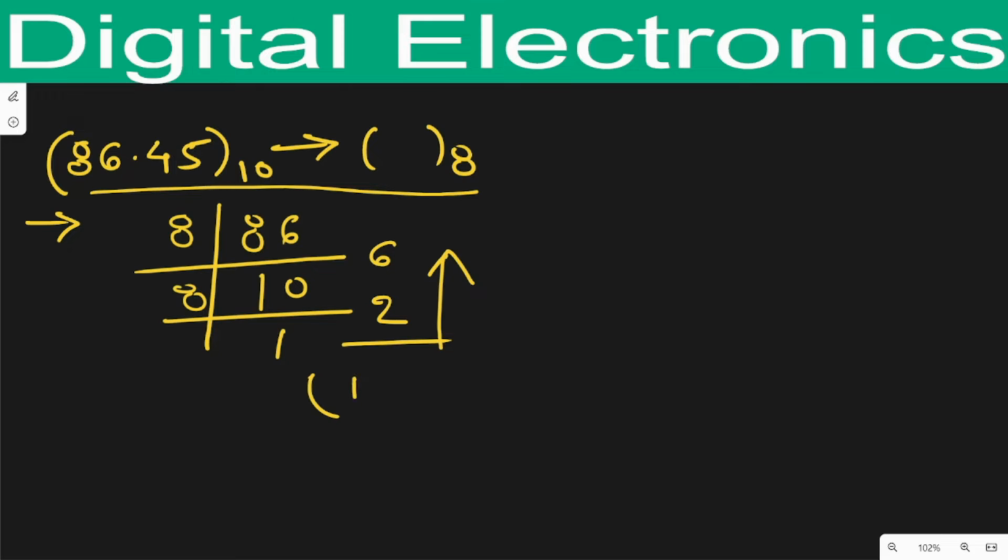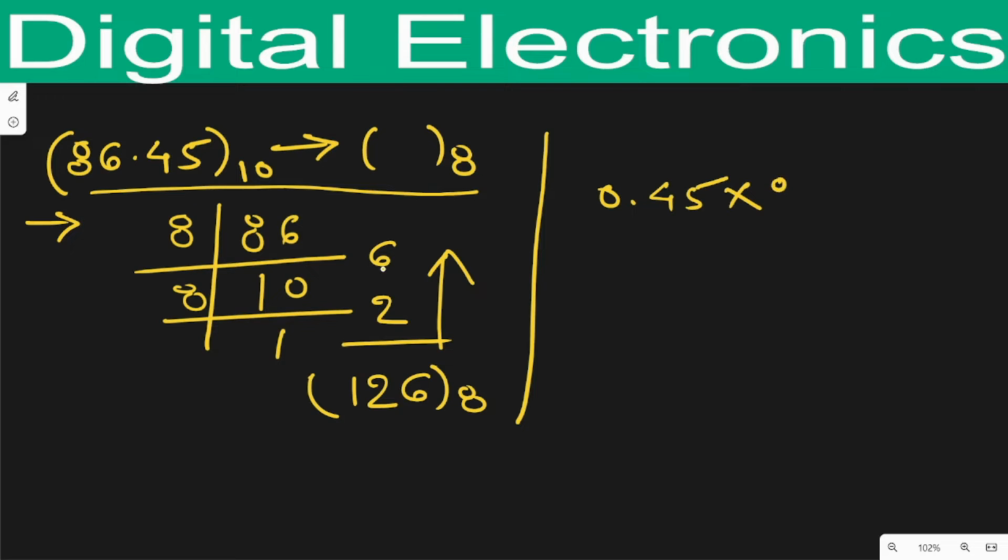Okay, so what is the answer? Answer is 126 with base 8. Okay, now the remaining fractional part is 0.45. If we want to convert this fractional part to octal, then we will multiply it with 8.